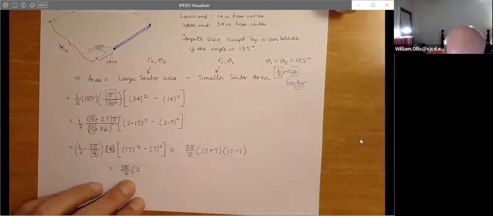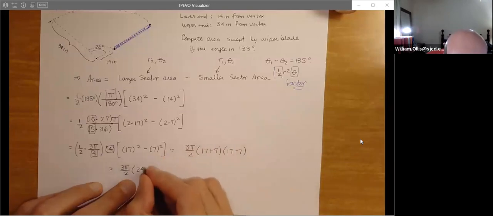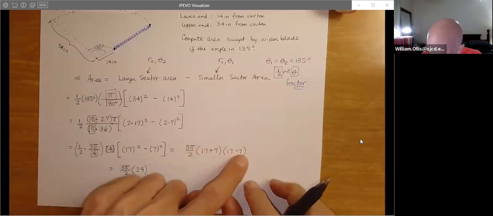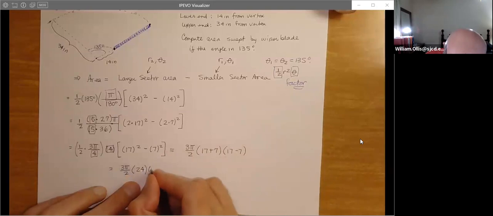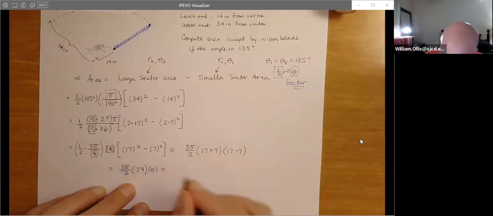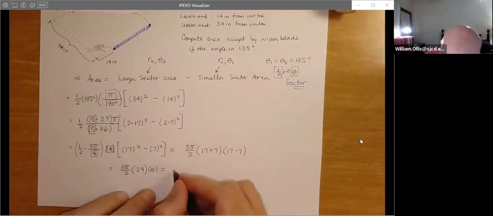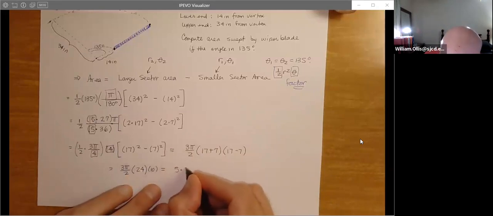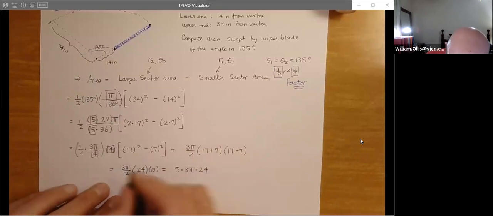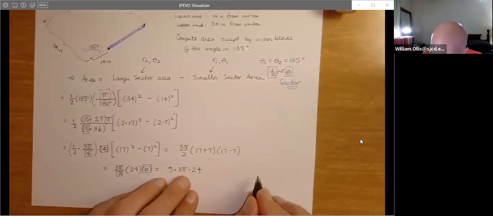How funny. And then, of course, 17 minus 7 is a 10. So we're getting good numbers here. And now, of course, the 2 will divide into the 10 to give us a 5. So we get a 5 times a 3 pi times a 24. So, of course, these will absorb to give us a 5. So now we have what?